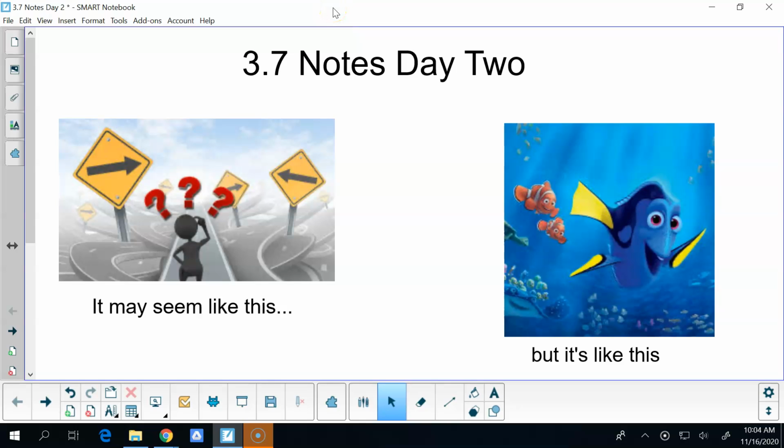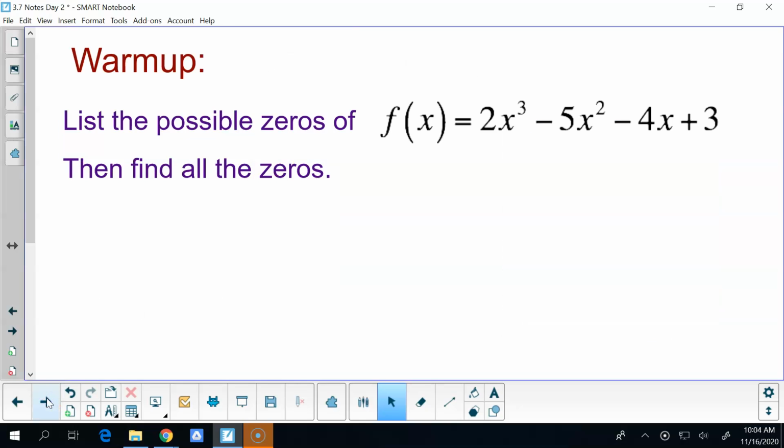Alright, so we're finding roots, which is kind of like finding Dory. Okay? So it may seem all confused a little bit right now, but we'll clear it up and then you and Nemo can go swimming all you want. Okay? So, a good warm up here.